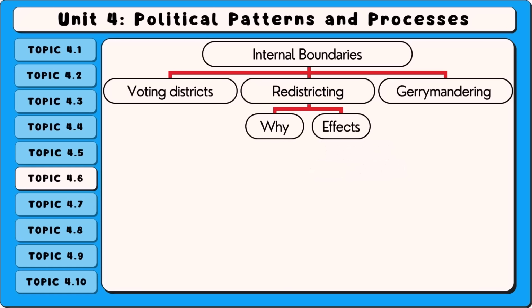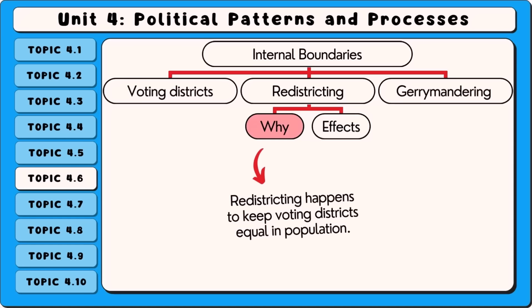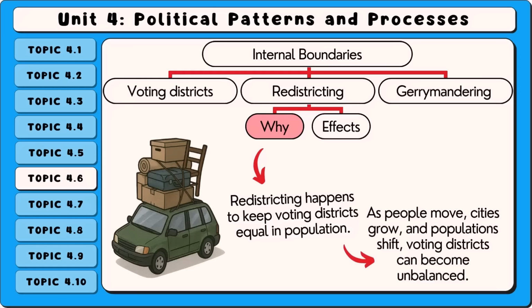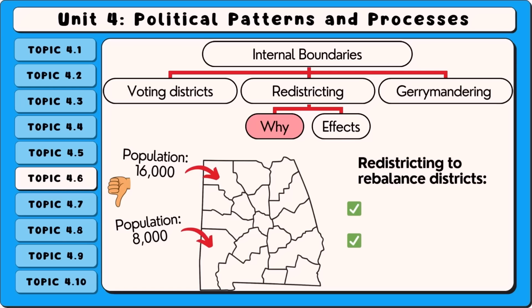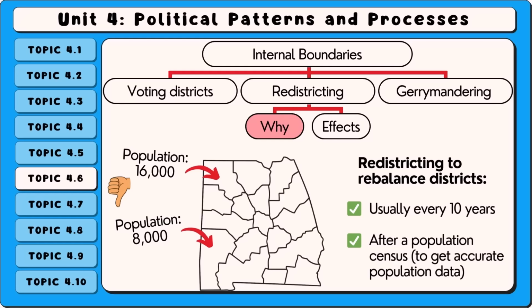Next, let's explore redistricting, the process of redrawing voting district boundaries. There are two key ideas to understand here: why redistricting happens and how it changes political power. Redistricting happens to keep voting districts equal in population. As people move, cities grow, and populations shift, voting districts can become unbalanced. One district might have twice as many people as another, which would make votes in the smaller district more powerful. To prevent this, governments redraw district boundaries, usually every 10 years after a population census, to make sure each district has roughly the same number of people.